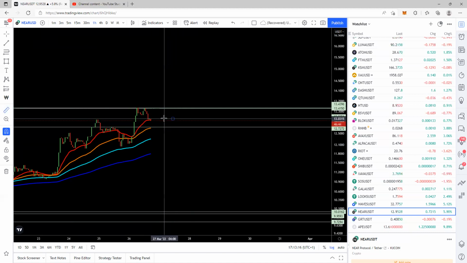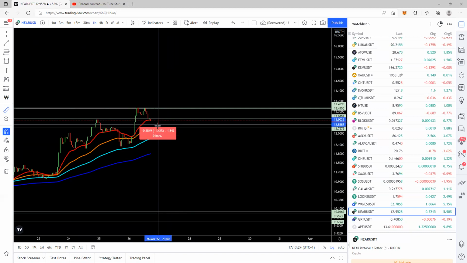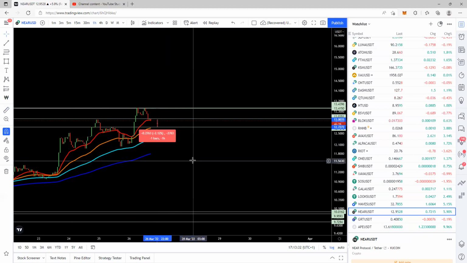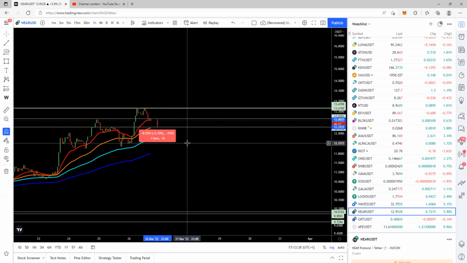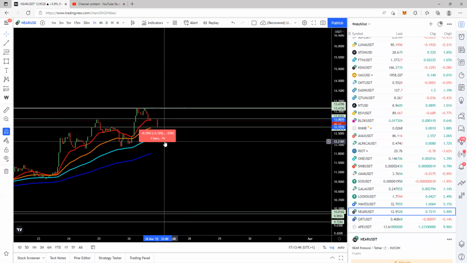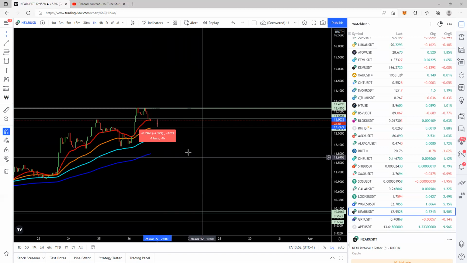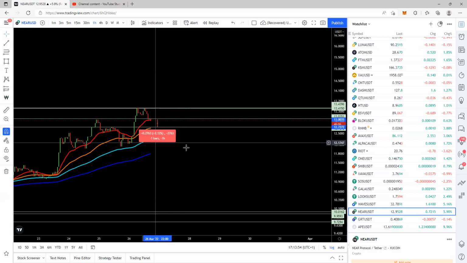Shorting this from here, and I got in at, what was that, $13 I said? So from there to here is about a 2.12% return. On a 5x leverage, that would be 10%. On a 20x leverage, that would be what? 20%. So that would be a 20% return. Depending on how much capital that you use, this could make for a pretty decent short.